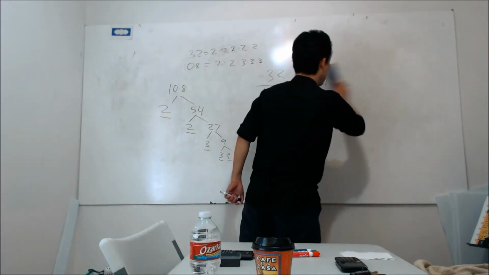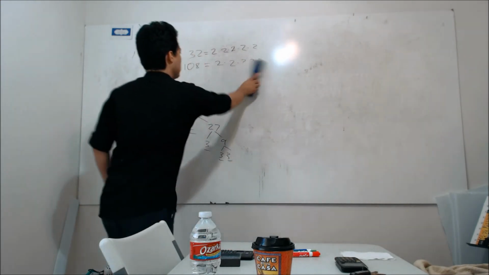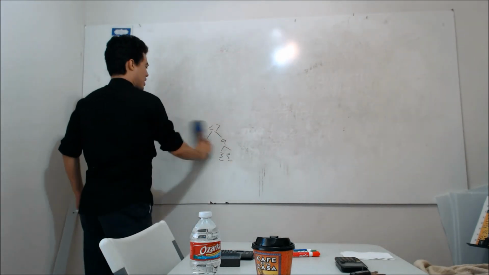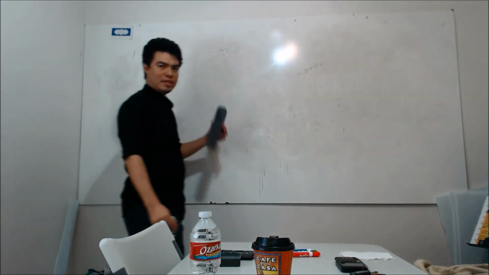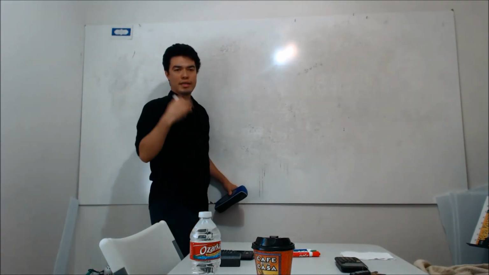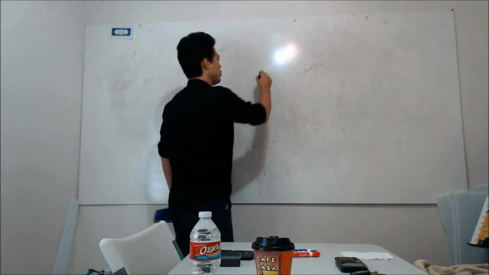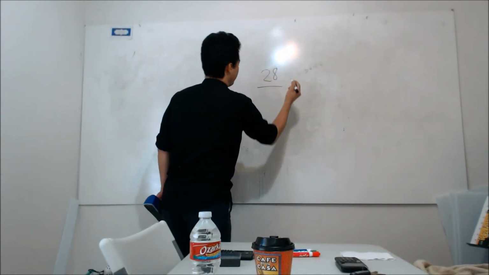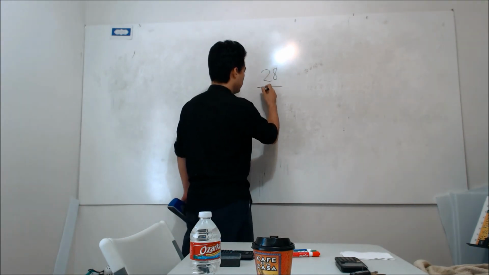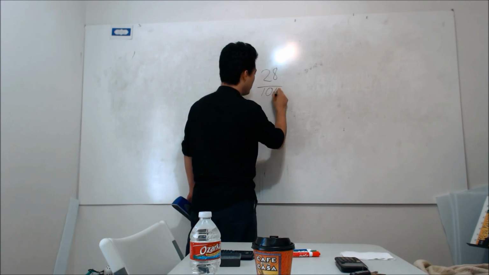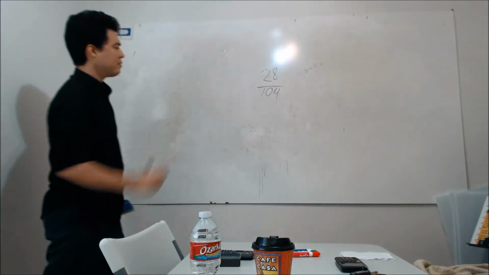And let's do that again. I'm just going to give you a couple of examples so you guys can get an idea. And I want you guys to practice this idea at home later. So let's say 28 over 104, let's say. Let's just say it like that.